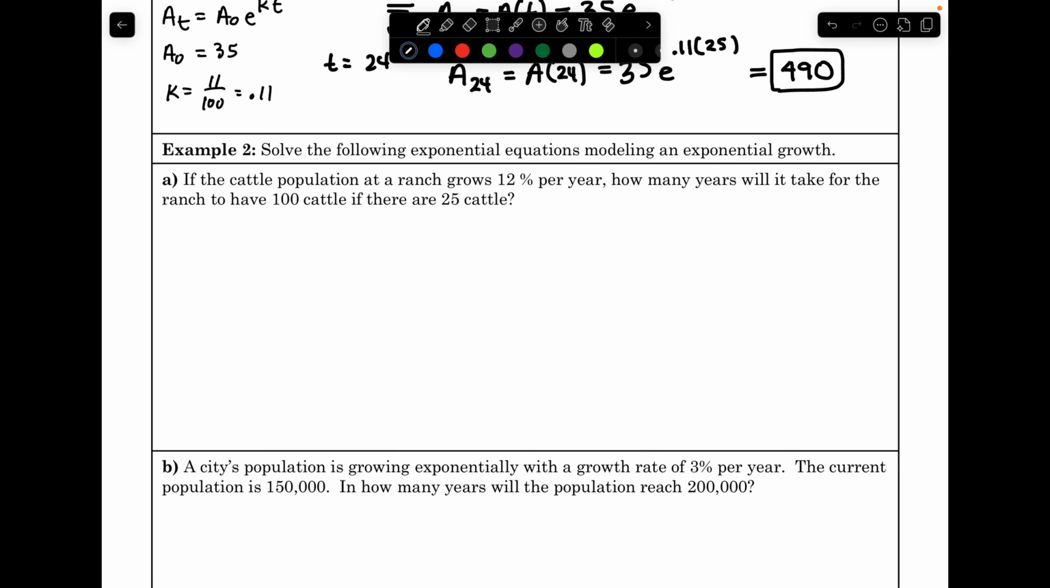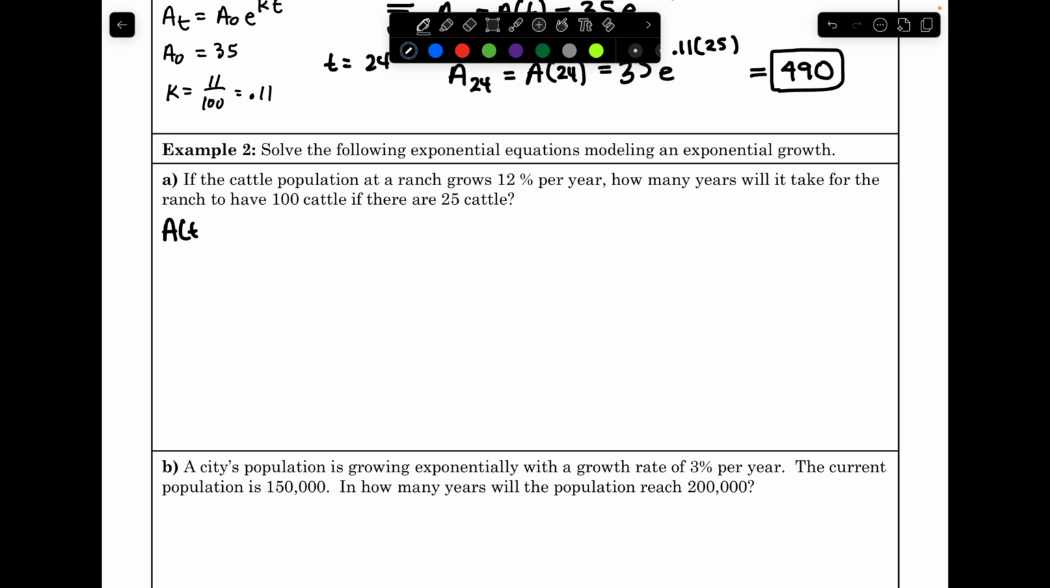Okay, now let's change gears here. Let's use this model and apply what we learned in the previous lesson on how to solve exponential equations. Solve the following exponential equation, modeling an exponential growth. If the cattle population at a ranch grows at 12% per year, how many years will it take the ranch to have a total of 100 cattle if they have right now 25 cattle?